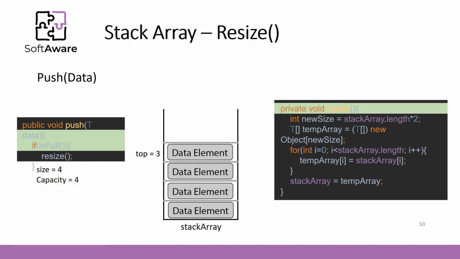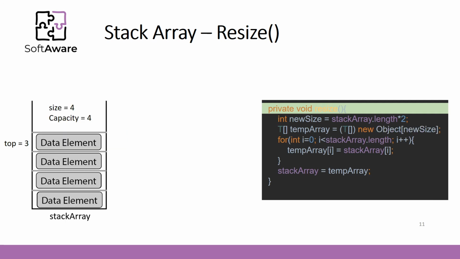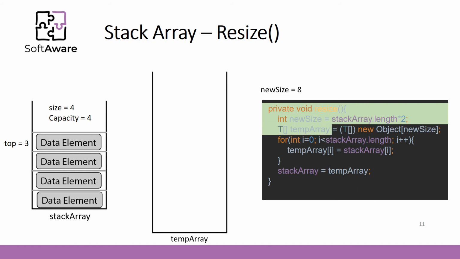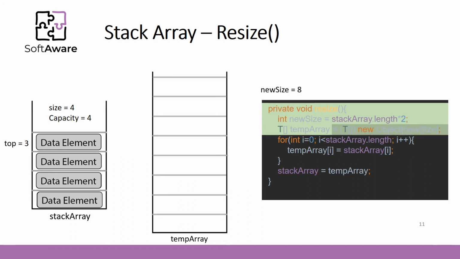Now, we can see how resize would behave to resize our existing array when it's triggered. First, we create a local int variable of new size, which will indicate the new size of our new array. In common, we increase the size of the new array by double the size of the existing stack array. Then, we create a new local array with the same type as our existing array and define its size as the size of the new size variable. In our case, the temp array will be of size 8.